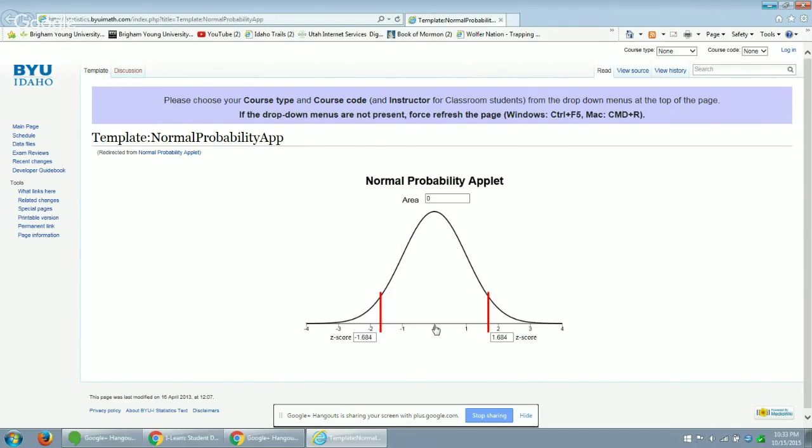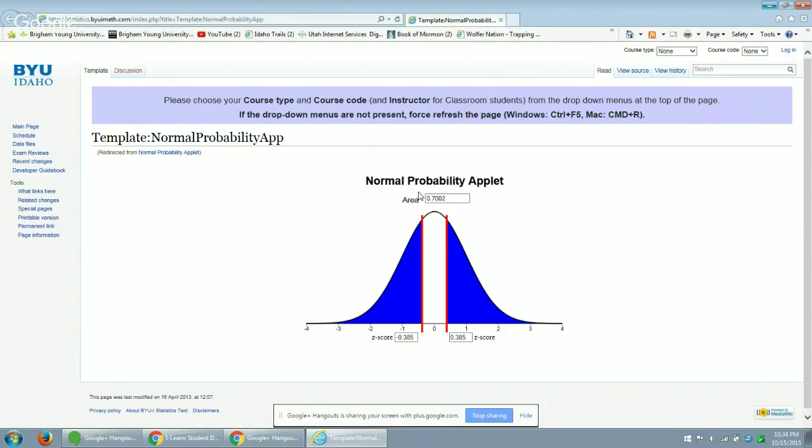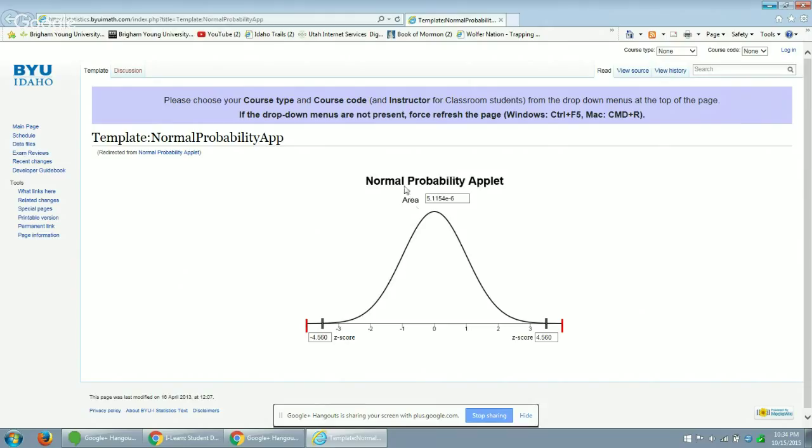I can't read that number. So let's say that we chose a good small number, 0.385 standard deviations. Okay, so that probability value goes way up. Whereas if you're far away from there, say like 4.560, that number gets way high.